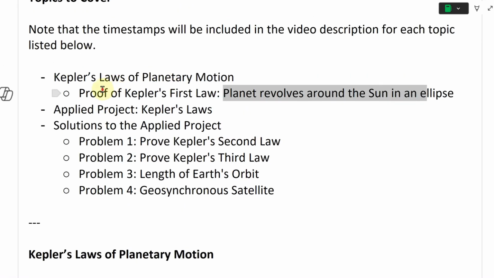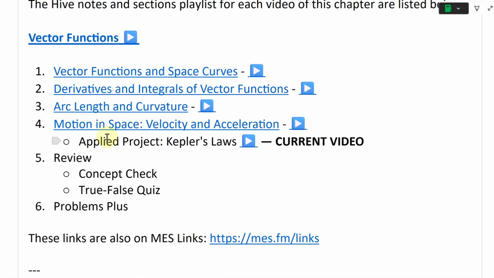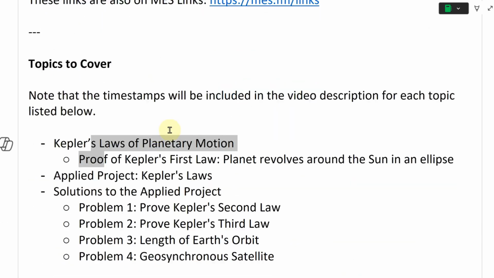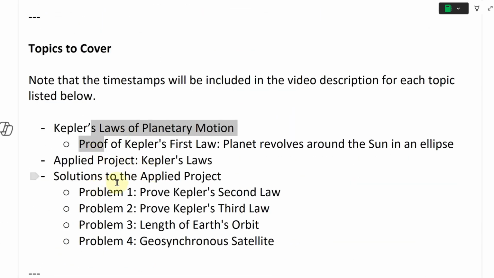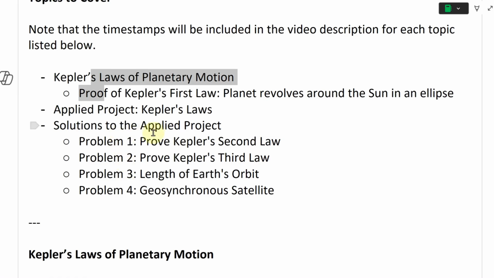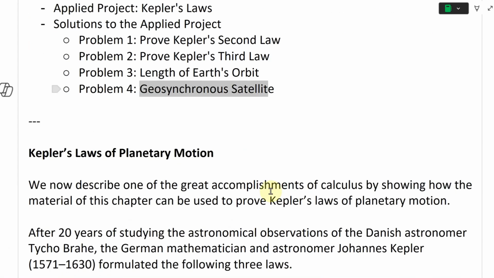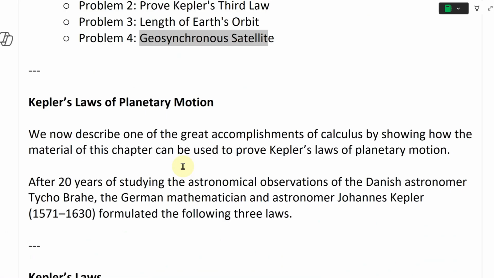So this was part of that earlier section, motion in space, velocity and acceleration, that I just saved for this video. And then the second and third laws are part of the applied project. So applied project Kepler's laws, and then solutions to the applied project. Problem 1, prove Kepler's second law. Problem 2, we basically prove Kepler's third law. Problem 3, length of Earth's orbit. And then problem 4, very interesting, a geosynchronous satellite. Basically, it's always in sync with the Earth. It's like a fixed distance away from the equator or something like that. I'll have to deep dive on that.